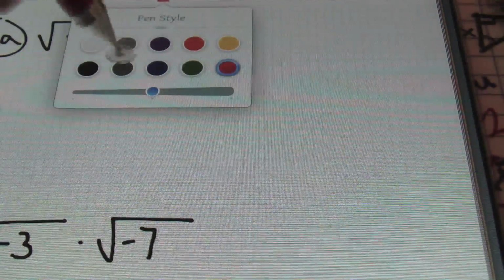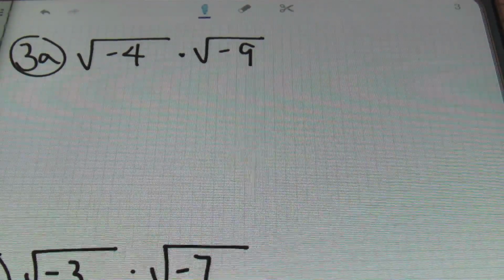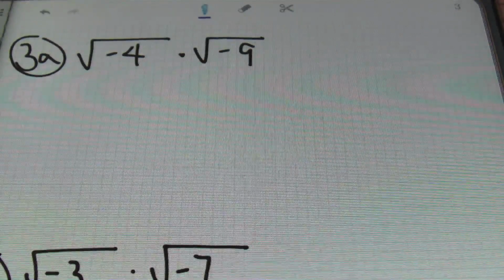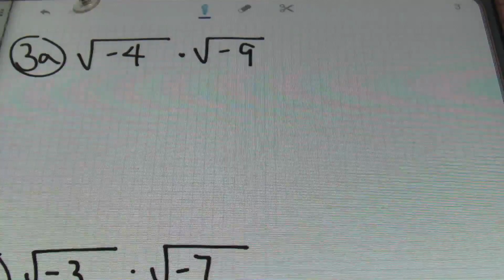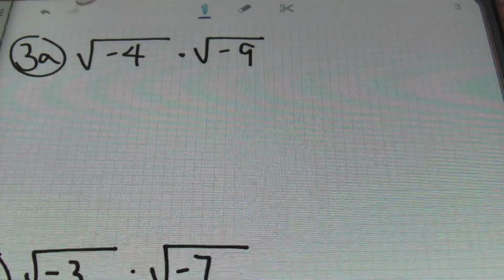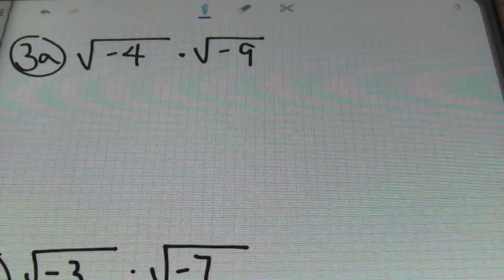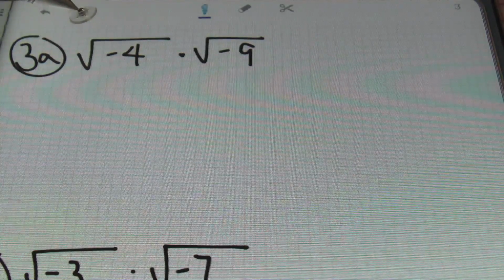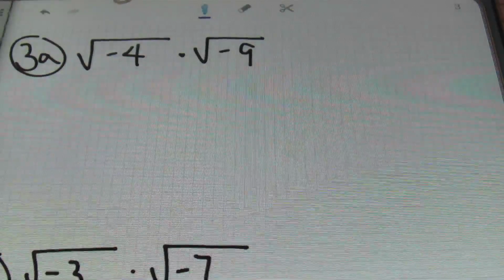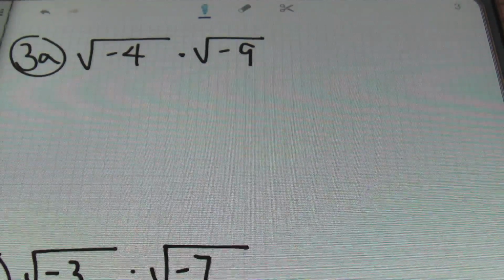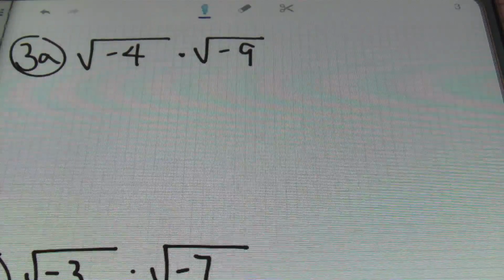Next problem coming up. We have problem 3a with the square root of negative 4 times the square root of negative 9. Now, when dealing with impossibilities such as this, you will not simply multiply what's underneath the radical. See, normally when you have the same index, as we do here, these are both square roots, you would just multiply the radicands together. In other words, what's underneath the radical sign. But not when you have imaginary numbers, because remember, these are impossibilities to begin with.